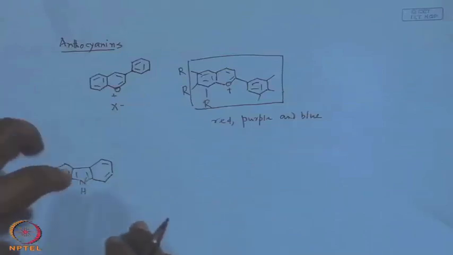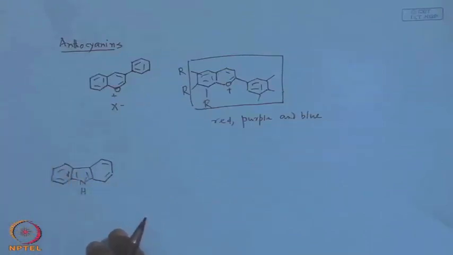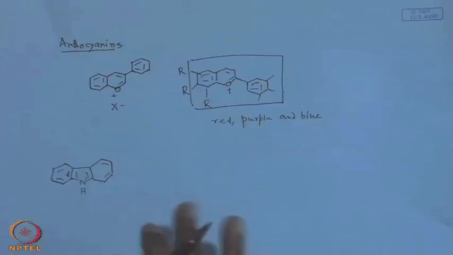Just writing the structure is not enough; you have to remember the structural features. How do you remember? Which features should be remembered first? When we come to nomenclature, it is a different thing, but when we talk about structures and features, the heteroatoms should be first. Next is size, and third is the fusion, what kind of fusion is there.